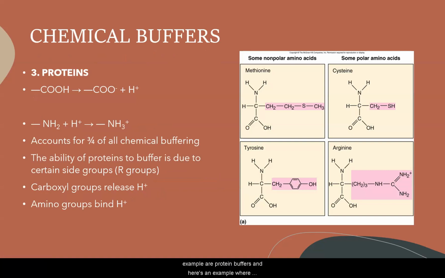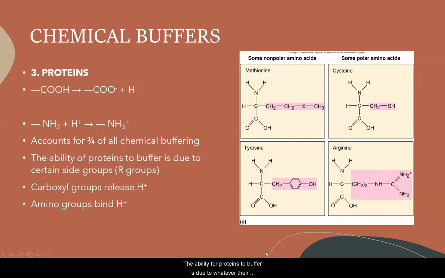Our third example are protein buffers. And here's an example where your carboxyl group, remember amino acids have an amino group, the central carbon, and a carboxyl group, and then an R group is what makes them different from each other. Well, the carboxyl group can liberate protons, making this more acidic, or the amino group can grab them up and make them more basic. So protein buffering accounts for nearly 75% of all chemical buffering.